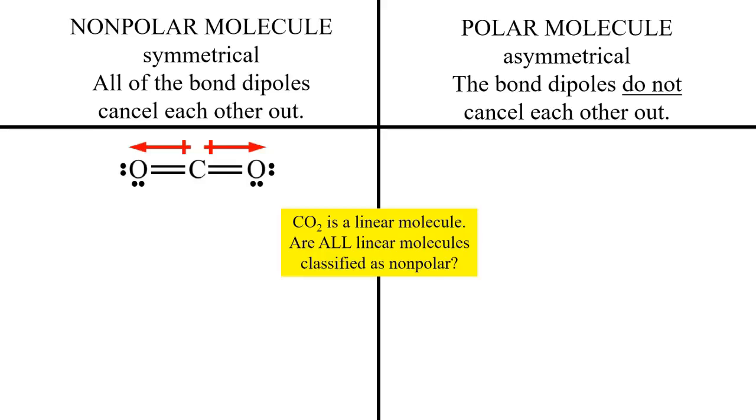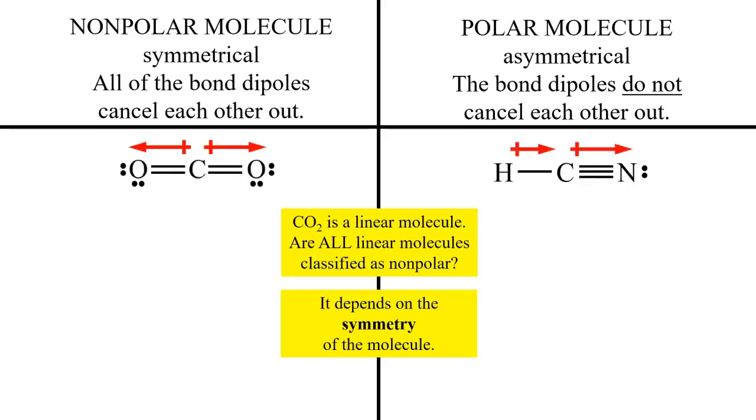Now, CO2 is a linear molecule and it happens to be non-polar. You might be thinking, are all linear molecules classified as non-polar? Well, the answer to that question is, it depends. It depends on the symmetry of the molecule. Is it possible to be a linear molecule but to be polar instead of non-polar?